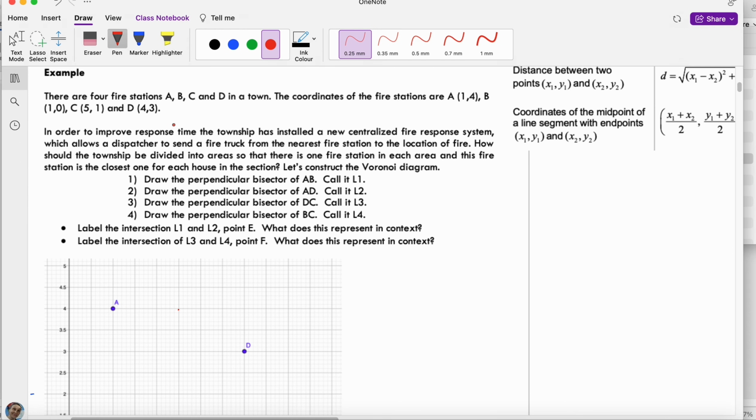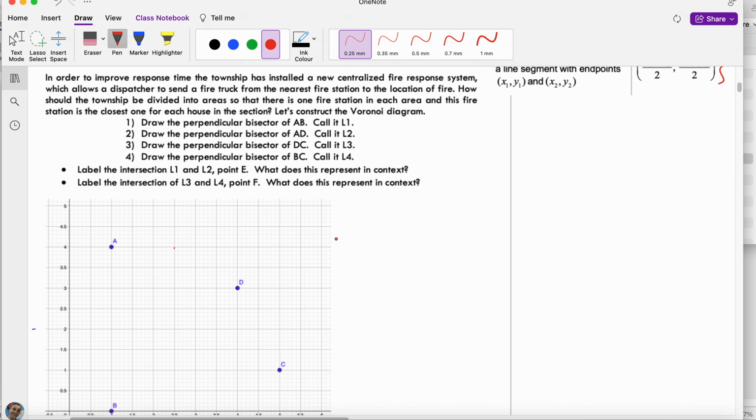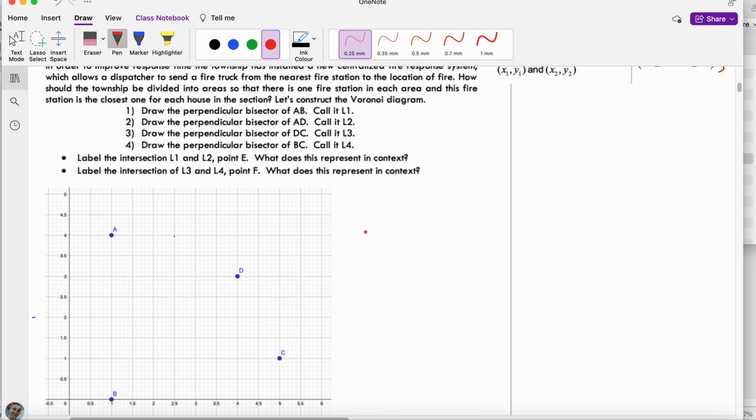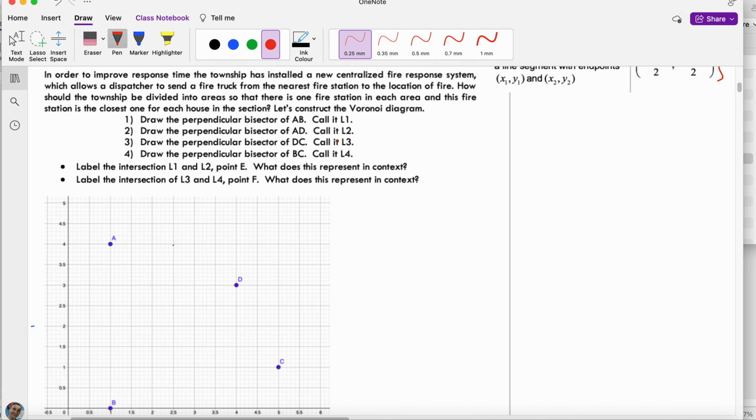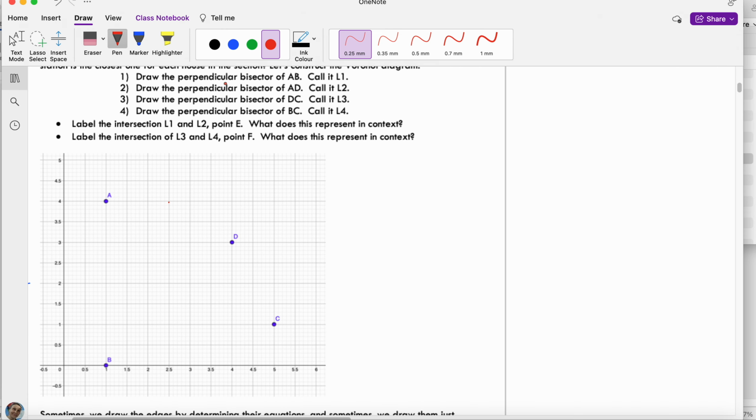All right, so there are four fire stations, A, B, C, D in town. Those are the coordinates. In order to improve the response, they've installed a new centralized fire system. So what we need to do, you can read the rest of this, is create a Voronoi diagram. We need to split all this in half. We're going to go step by step, and they're having us start with constructing the perpendicular bisector of AB. Okay, so there's AB.